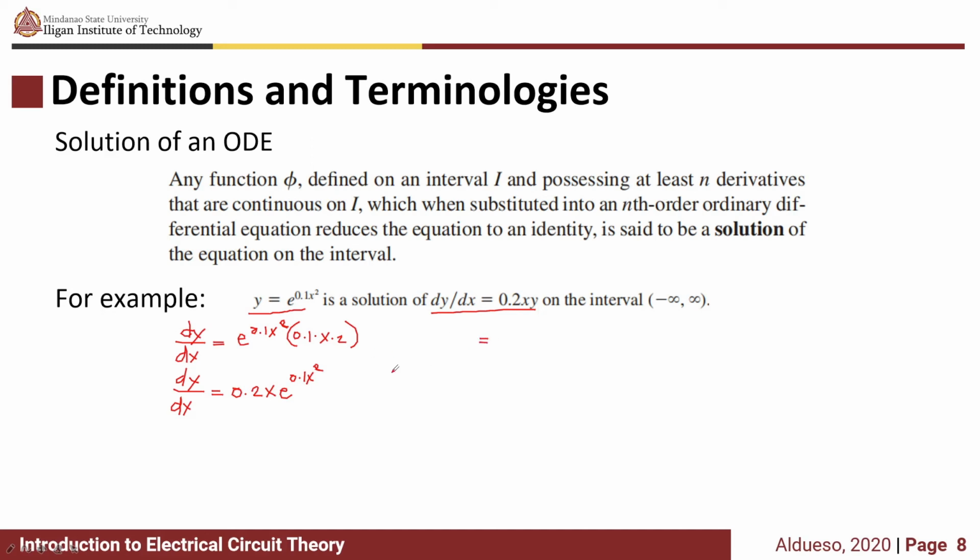So now if we substitute this into the left hand side of this equation, we have 0.2 x e to the 0.1 x squared is equal to 0.2 xy. So remember, our y is just e to the 0.1 x squared. We have 0.2 x e to the 0.1 x squared is equal to 0.2 x, substituting the value of y of e to the 0.1 x squared. Indeed, this equation is a solution of this differential equation on the interval negative infinity to infinity.